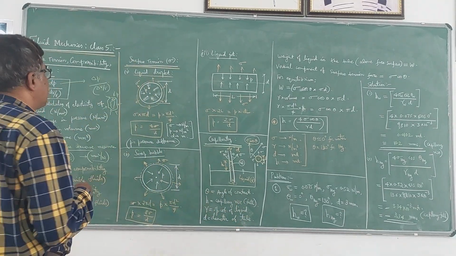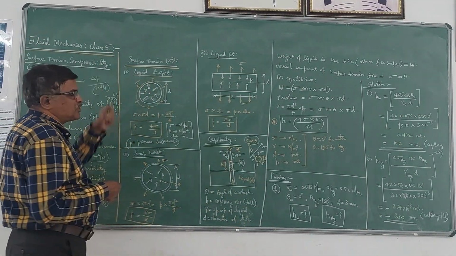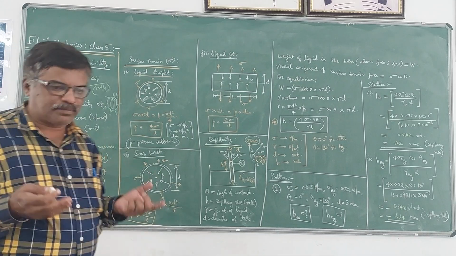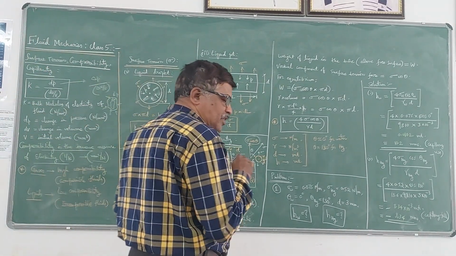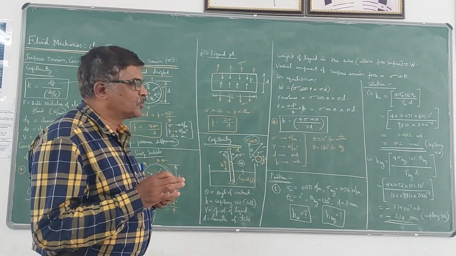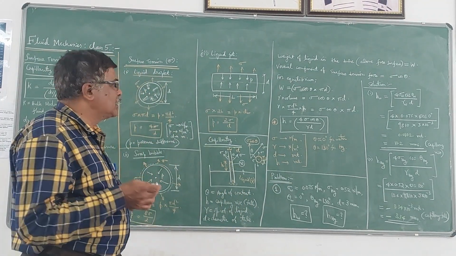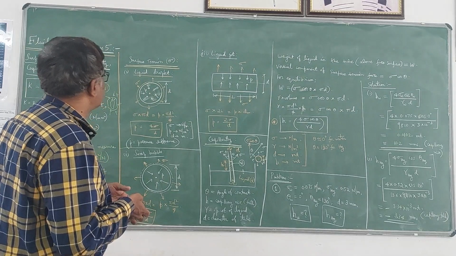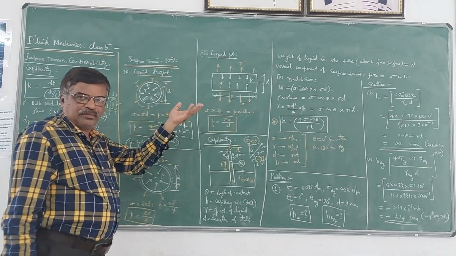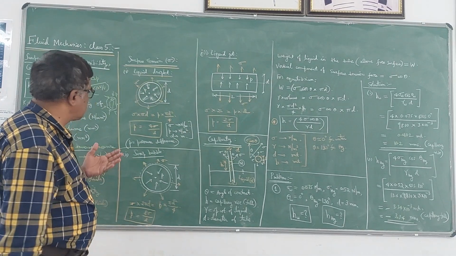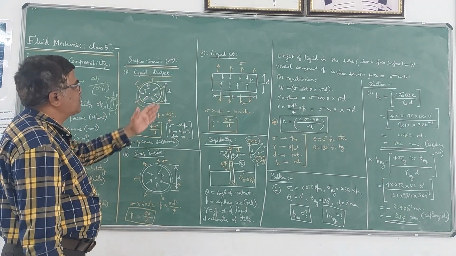Now, coming to the surface tension part, I already explained this in the first video. It is the tension created on the free surface of the fluid. It is expressed as force per unit length. That surface tension we can always see in practical examples also. We will have three examples here.